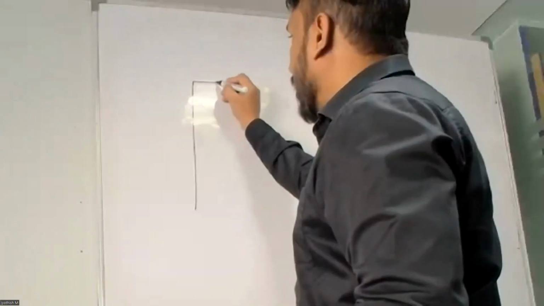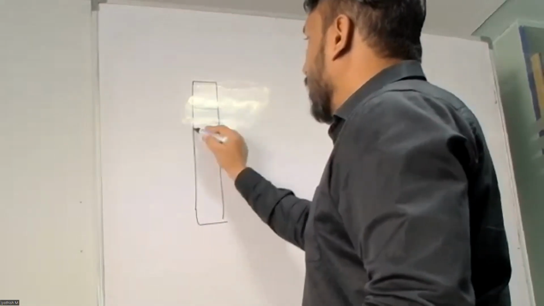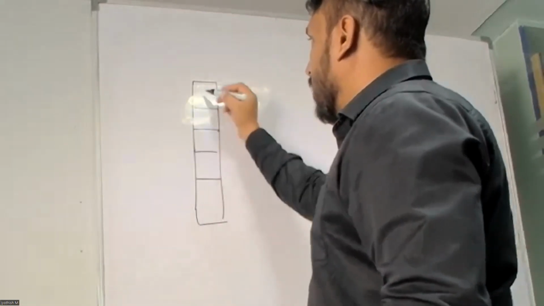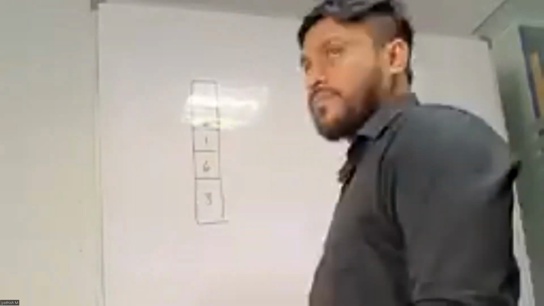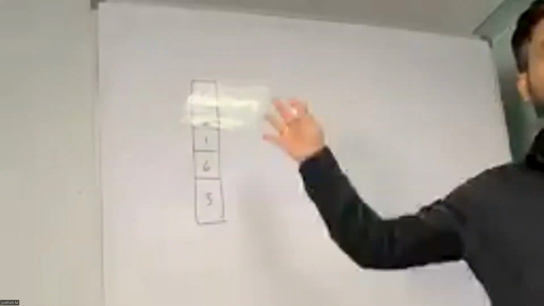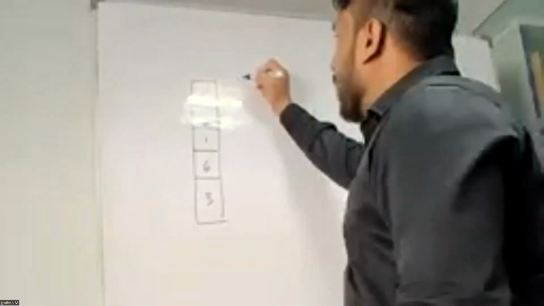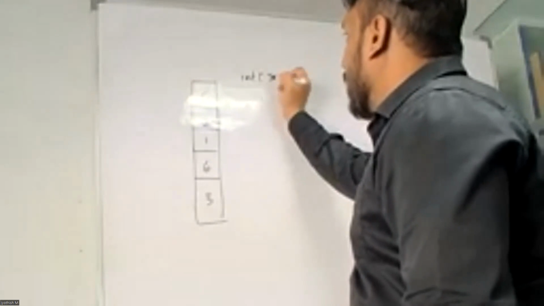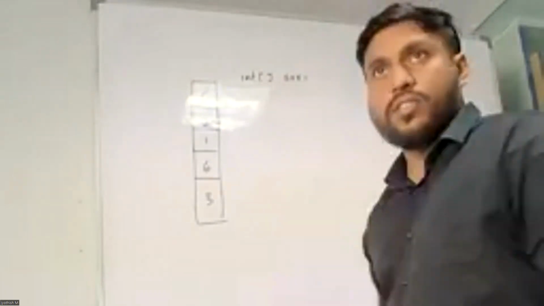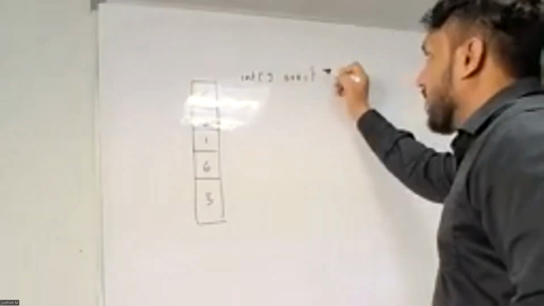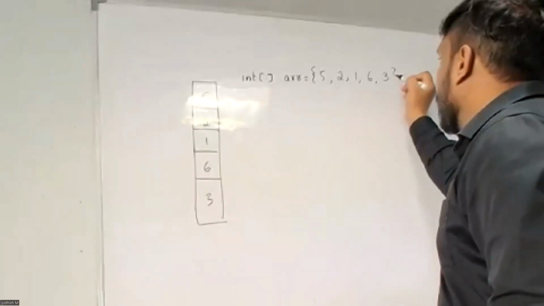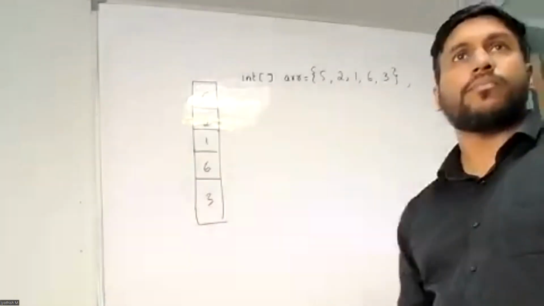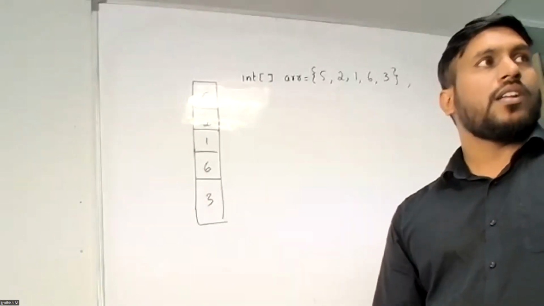So I have array elements 5, 2, 1, 6, 3. Okay. So how to declare this array? Integer array ARR is equal to curly brackets 5, 2, 1, 6, 3, so that an array would be declared. Okay, now I want to sort it.